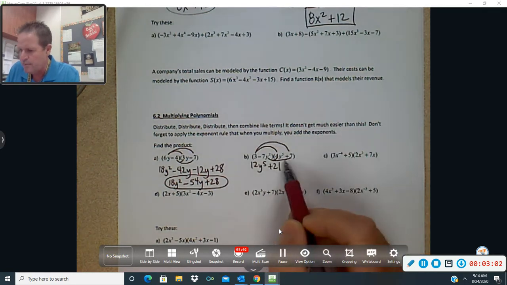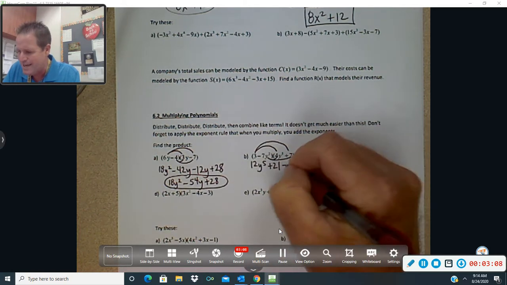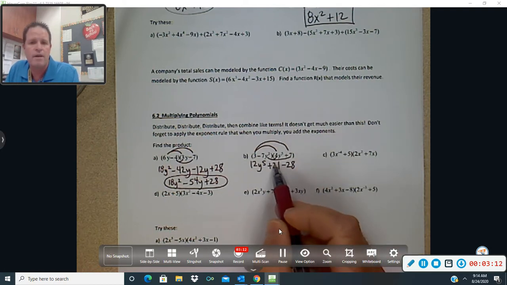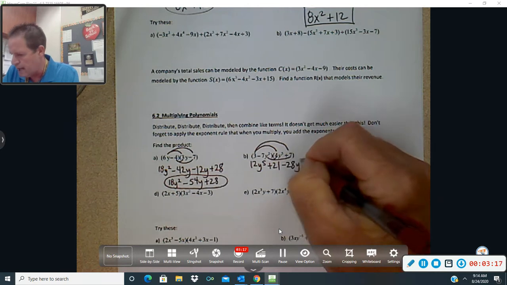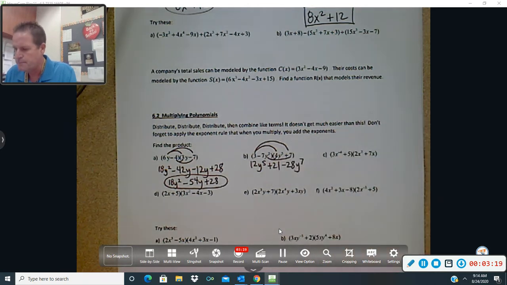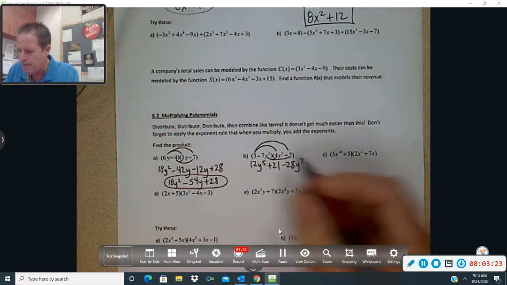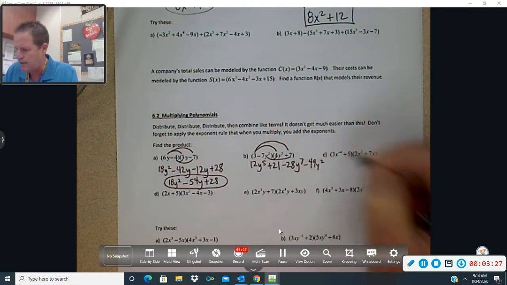Now we have to be careful because we're going to have some exponent rules coming into play. So negative 7 times 4, that's negative 28. But now you've got a y squared times y to the 5th. When you multiply, you add the exponents and get y to the 7th. And now you want to do negative 7y squared times 7. That's going to be negative 49y to the 2nd.